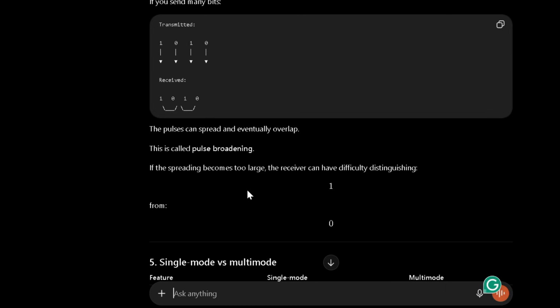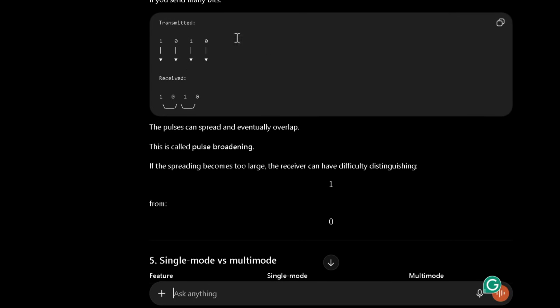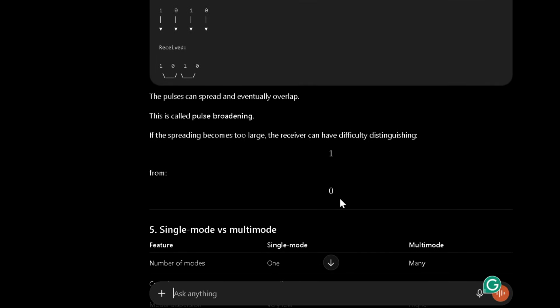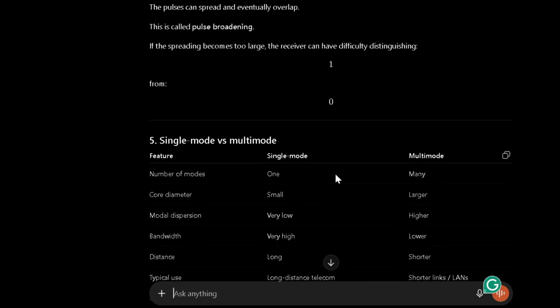If the spreading becomes too large, the receiver can have difficulty distinguishing between one and zero. The transmitter sends light as binary, and the receiver takes it as binary. Due to the optical fiber, the pulses can broaden. Pulse broadening happens. If the spreading becomes too large, the receiver can't know what is binary here.